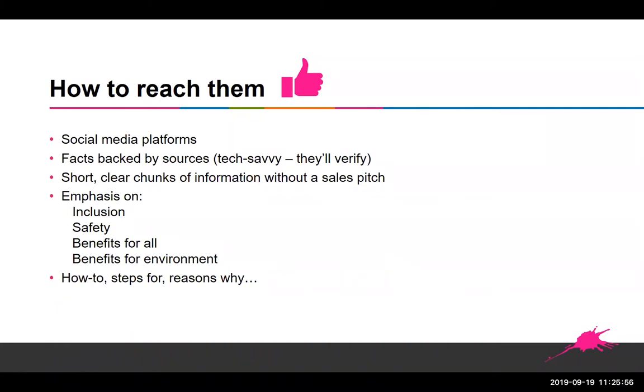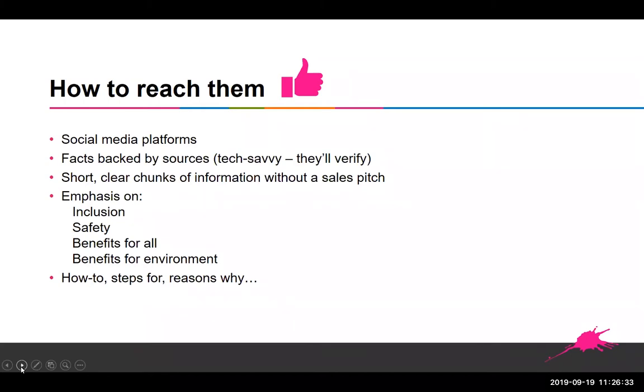Some other good strategies to use are to emphasize things that include them, when something is safer for everyone, when it benefits everyone, when you can frame that in a how-to, a steps-for, or reasons-why type of messaging. When we invite this group to weigh the information instead of telling them this is right, this is wrong, this is yes, this is no, when we're allowing them to make some of the decision based on the information we're providing, we will get much better results.